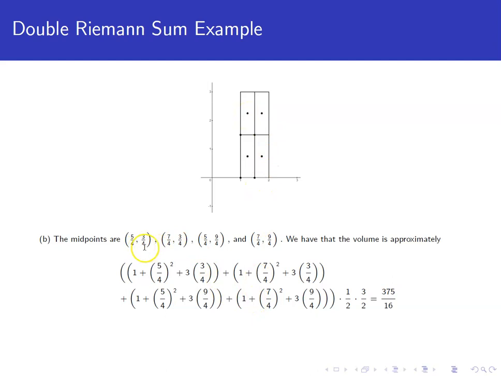Again, we're getting the 5/4 and 7/4 from the midpoints of the x subintervals, and the 3/4 and the 9/4 as the midpoints of the y subintervals. Just like we did in part A, we take these 4 sample points and plug them into the function. That gives us the heights of those approximating boxes. Multiply each of them by delta x times delta y. And if we do all that computation, we should get 375 over 16.